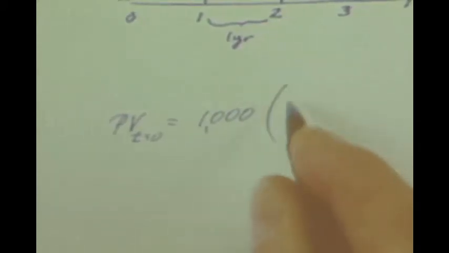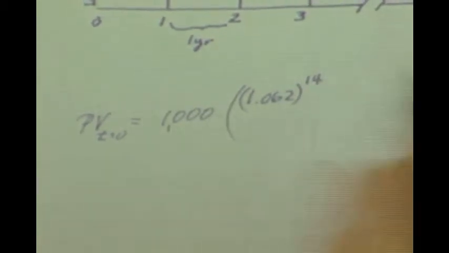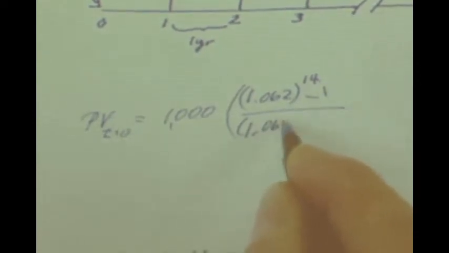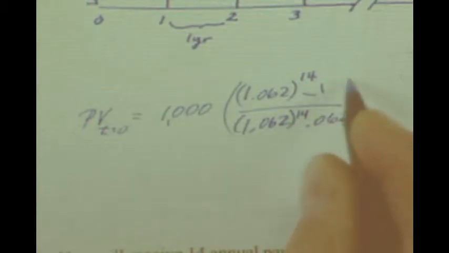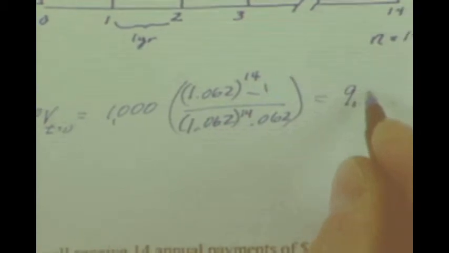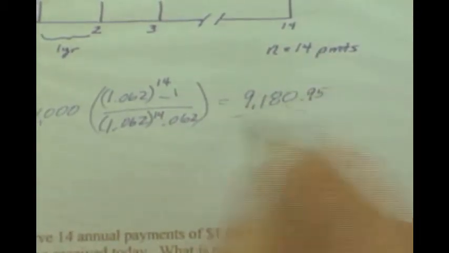The present value at time 0 is equal to the payment amount times 1 plus the annual interest rate. I take it to the 14th power because there's 14 payments. The answer is $9,180.95.